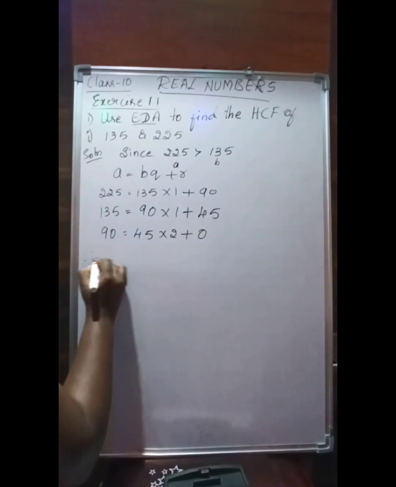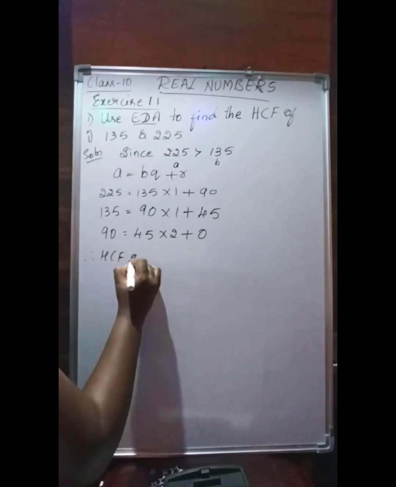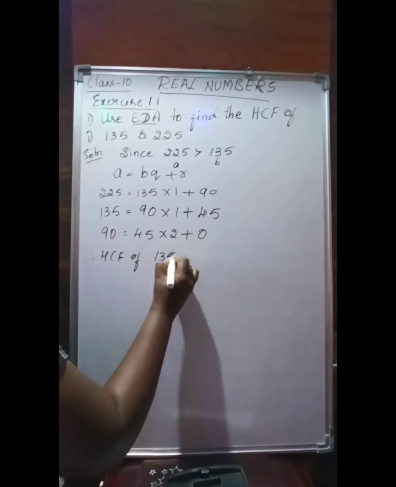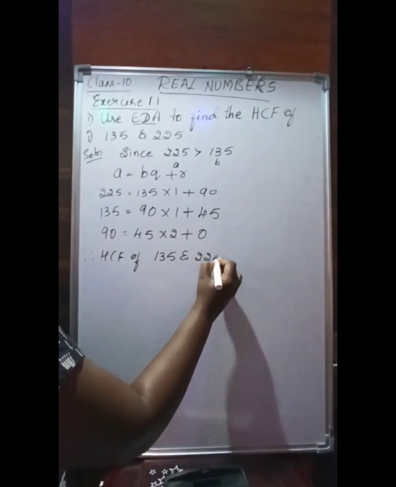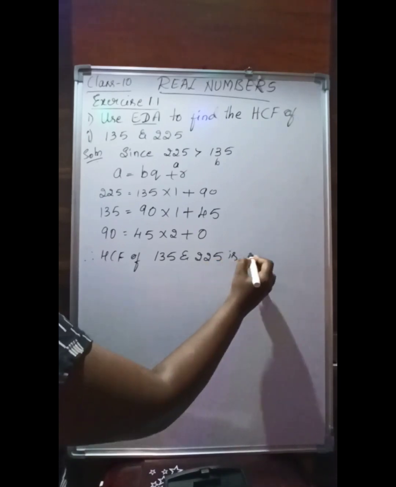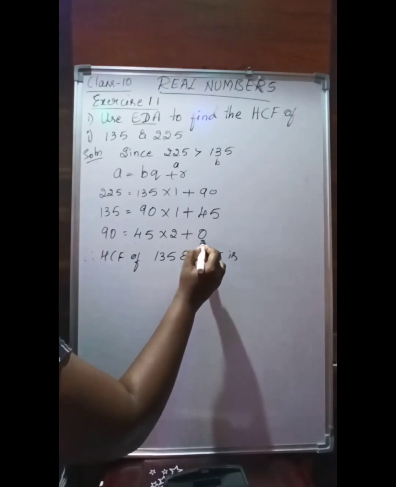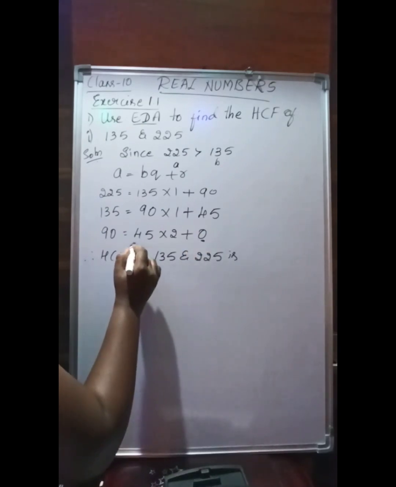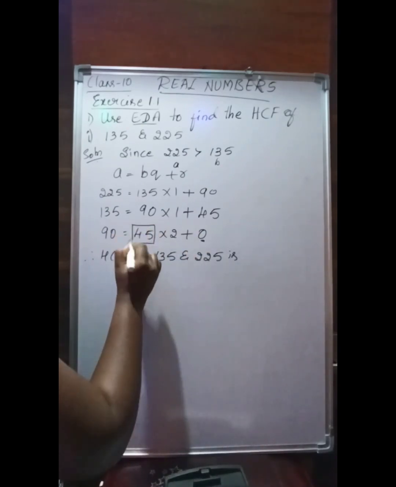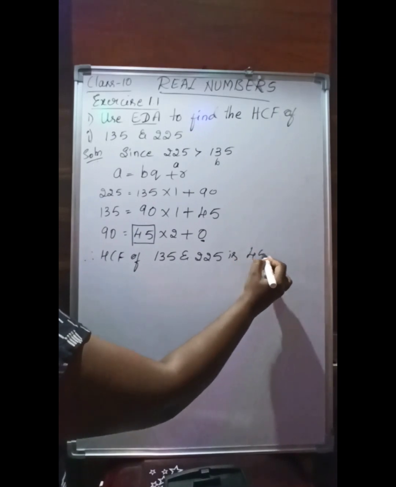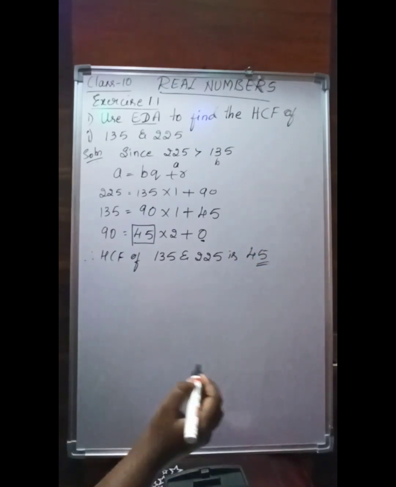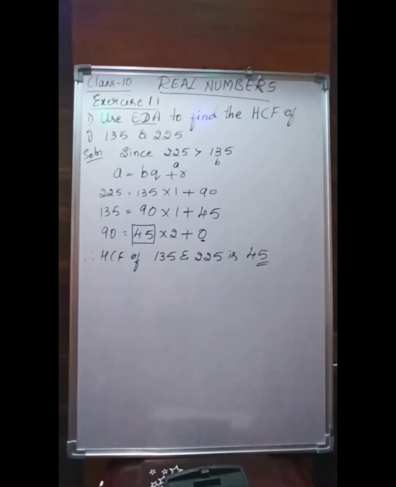So therefore the HCF of 135 and 225 is 45. See, in whichever step you get the remainder as 0, in that step the B you should consider as the HCF of those two numbers. Clear? Now let's move to the second one.